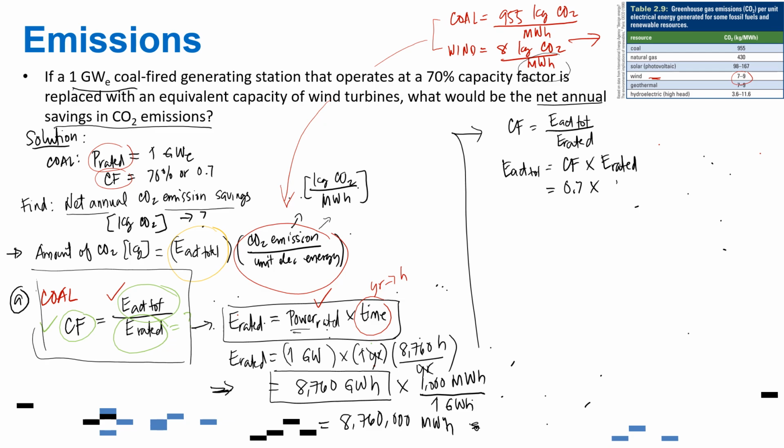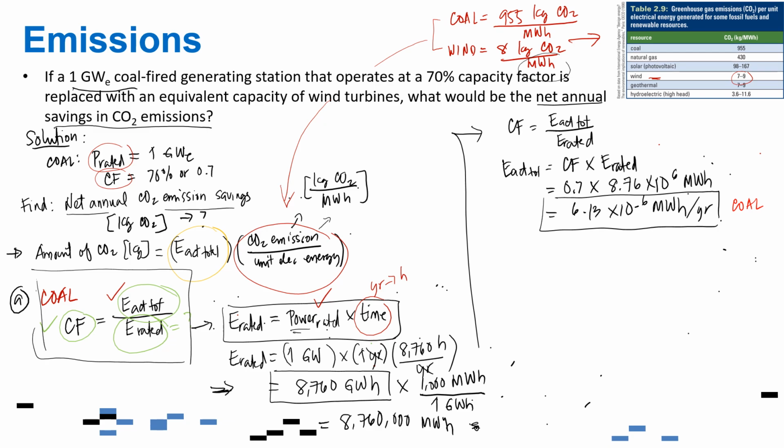So now CF is 70%, which is 0.7, times the E rated, which is already here, right? So that means 8.76 times 10 to the 6 megawatt hour. So the actual energy is equal to 6.13 times 10 to the 6 megawatt hour per year. So that is the actual total energy for coal, right?